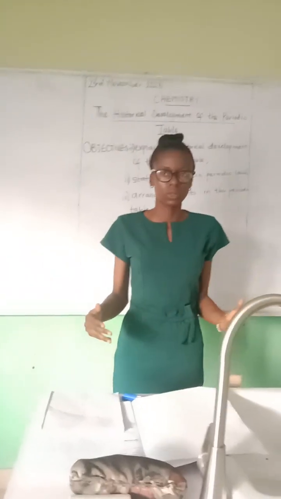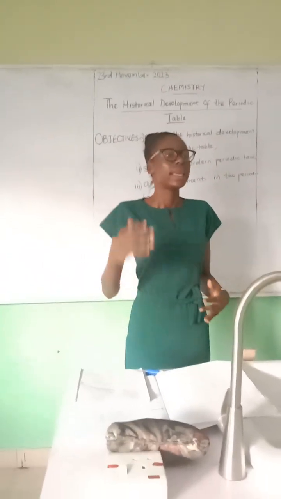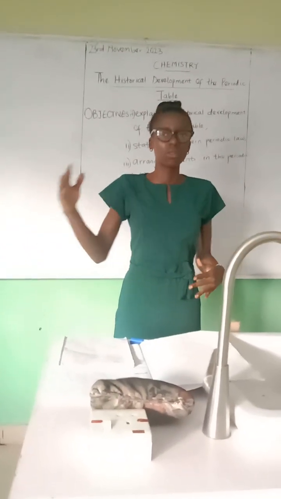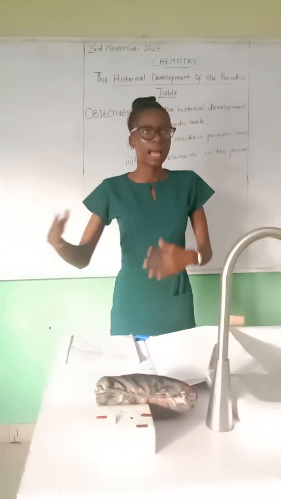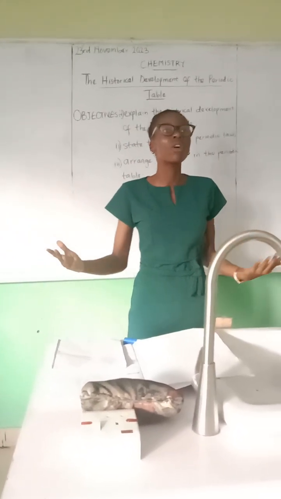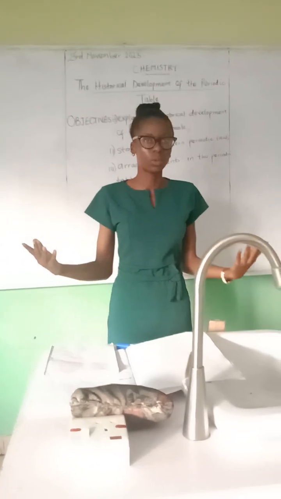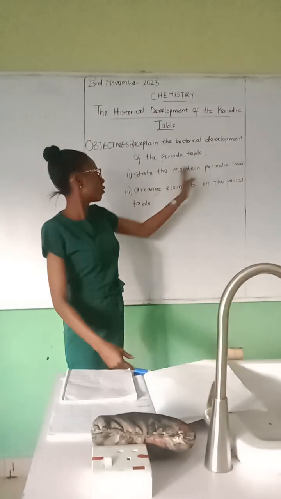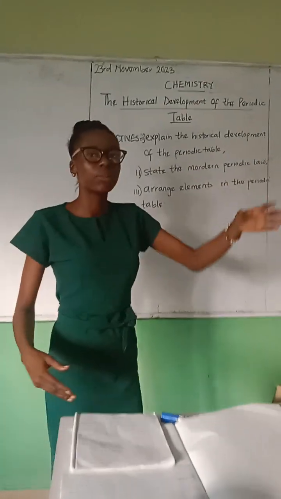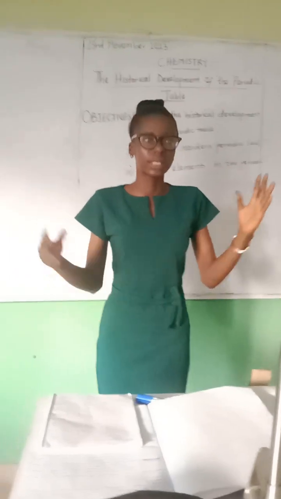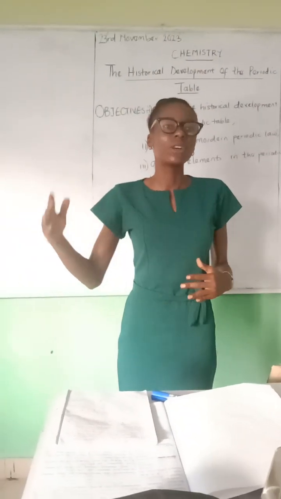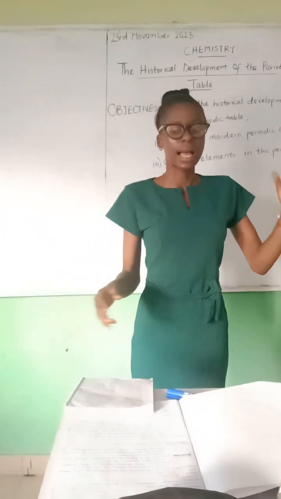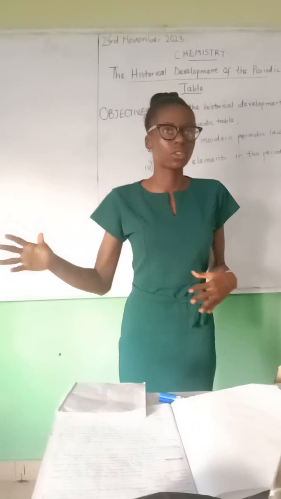But as time went on, scientists later discovered that elements are better arranged in order of increasing atomic number and not increasing atomic mass. This is as a result of the discovery of the electronic structure of the atom. Finally, this leads us to the second objective of today's topic, which is to state the modern periodic law. The modern periodic law states that elements are a periodic function of their atomic number.